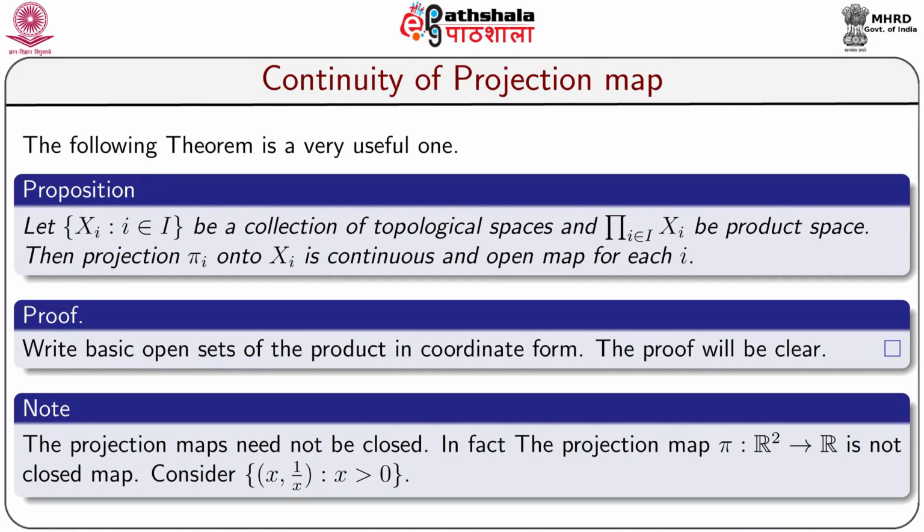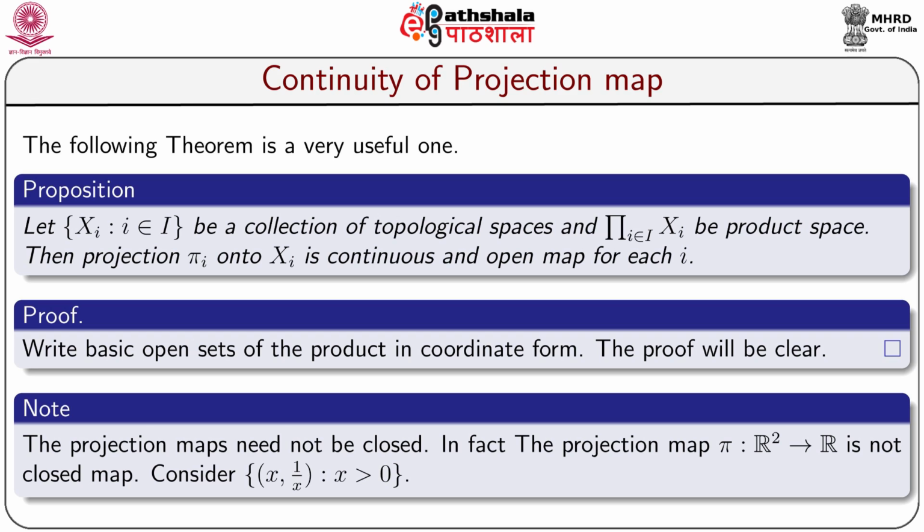Now, we are going to show that this definition of product topology is a successful generalization of the product topology which we have defined for finite products. Let us first state the following proposition which will be useful for our future purpose. Let X_i, i belonging to I, where I is an index set, be a collection of topological spaces, and let capital X be their product with the product topology as defined. Then the projection map π_i from X onto X_i is continuous and open.